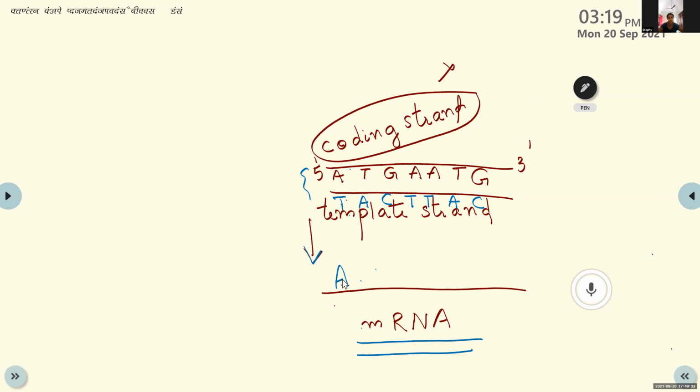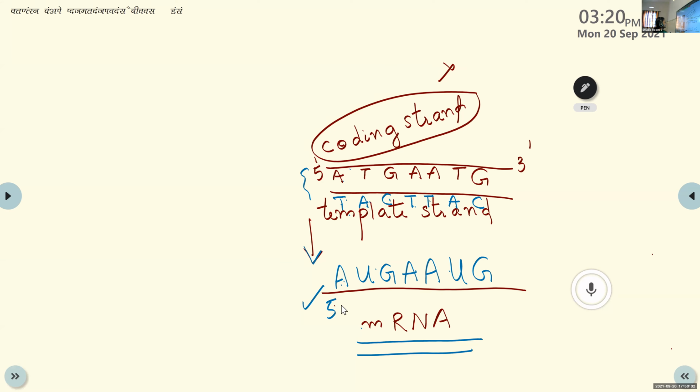Then for A, here it will be U. C, G. For T, A. T won't come. So U, C, G. So it will be AU. What is the correct option? A. AUG, AAUG. So this is the correct answer.